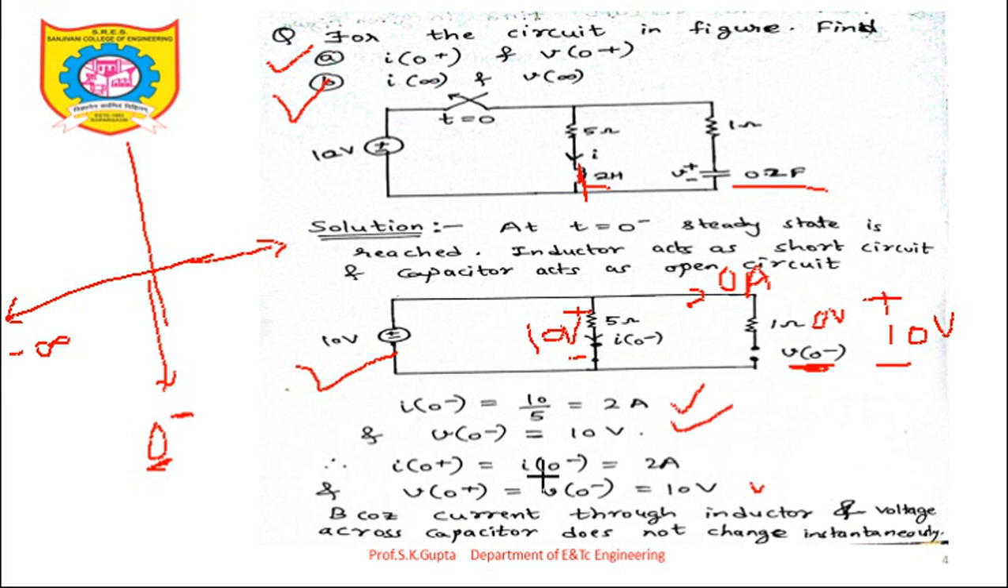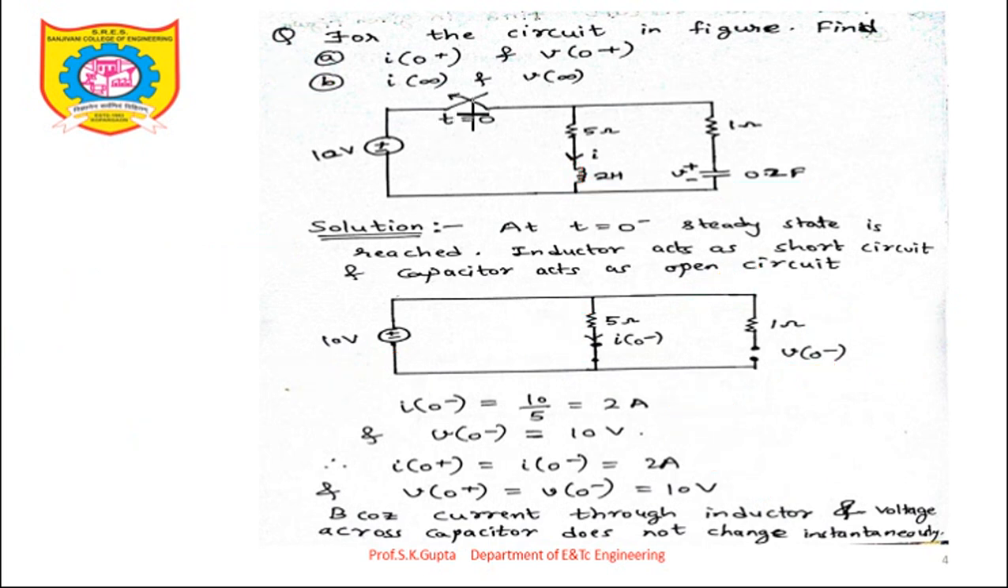Now as the inductor current does not change instantaneously, I of 0 plus is the same as I of 0 minus, equal to 2 ampere, and V of 0 plus equal to V of 0 minus equal to 10 volt. So this way we have determined the initial value. Now think about the final value. Now the switch is open, so I will be left with this circuit. At t equal to 0 I am left with this circuit. For t greater than 0 also I am left with this type of circuit.